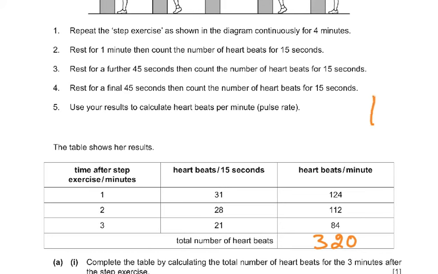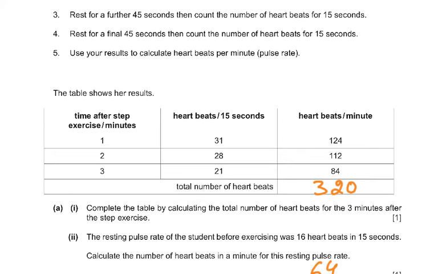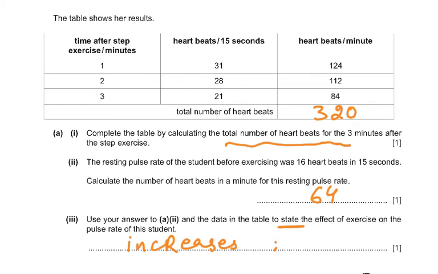Now, that was not a very difficult part of the question, and you have to see what the table shows, the results. Complete the table by calculating the total number of heartbeats for the 3 minutes. So, you just have to add all of them, and you got a figure of 320. And it says the resting pulse rate of the student before exercising was 16 heartbeats in 15 seconds. So you know there are 4 lots of 15 seconds in a minute, so calculate the number of heartbeats in a minute for the resting pulse.